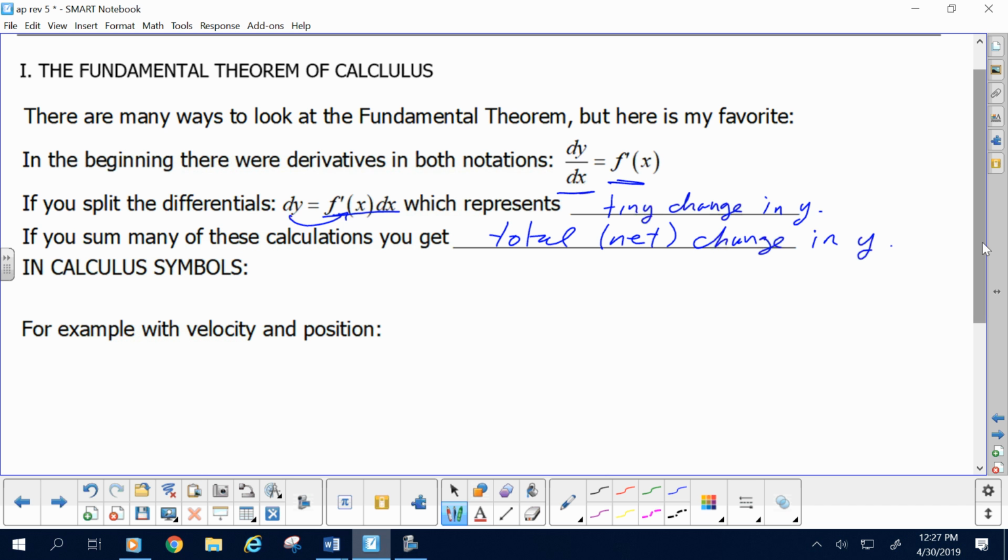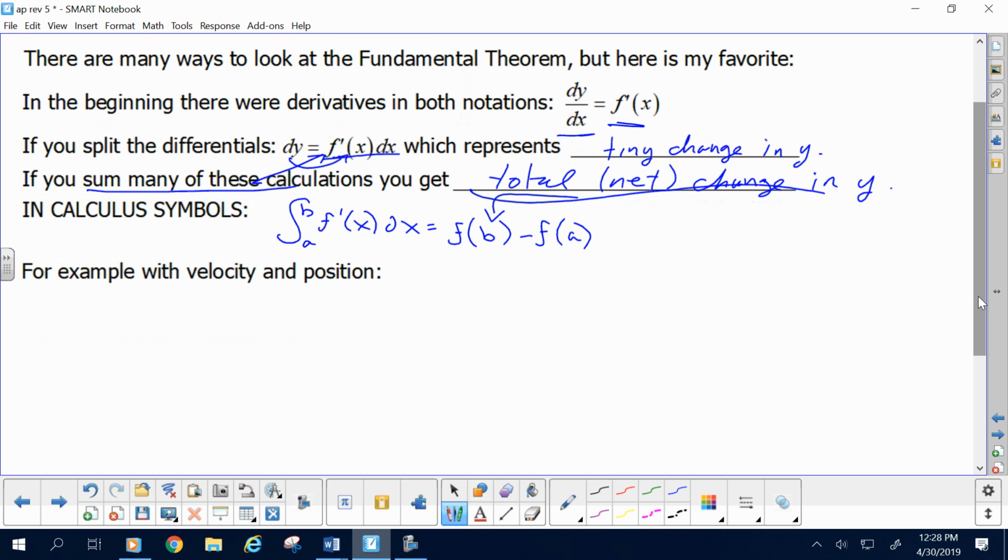It's possible that it grew a lot and shrunk a lot, and you're right back to where you started, and so it might look like a zero, but it really did change, all right? In calculus symbols, though, if you were to sum many of these calculations, that is the integral. And if I were to say this is equivalent to the total change in y, isn't that the f value at the ending point take away the f value at the starting point? Isn't that the change? Well, that is the fundamental theorem of calculus. Integrating a rate of change gives you a sum of lots of little changes, which could be found by taking the antiderivative to actually get the thing you're talking about and finding the change.